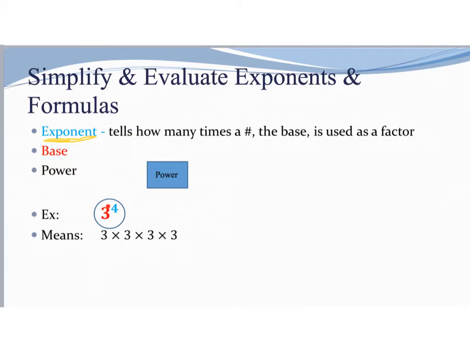So the 3 is our base, the 4 is our exponent, and then the whole thing together makes up our power. Now what this really means is I'm going to take the base and multiply it by itself the number of times that the exponent tells me. So this here means 3 times 3 times 3 times 3.